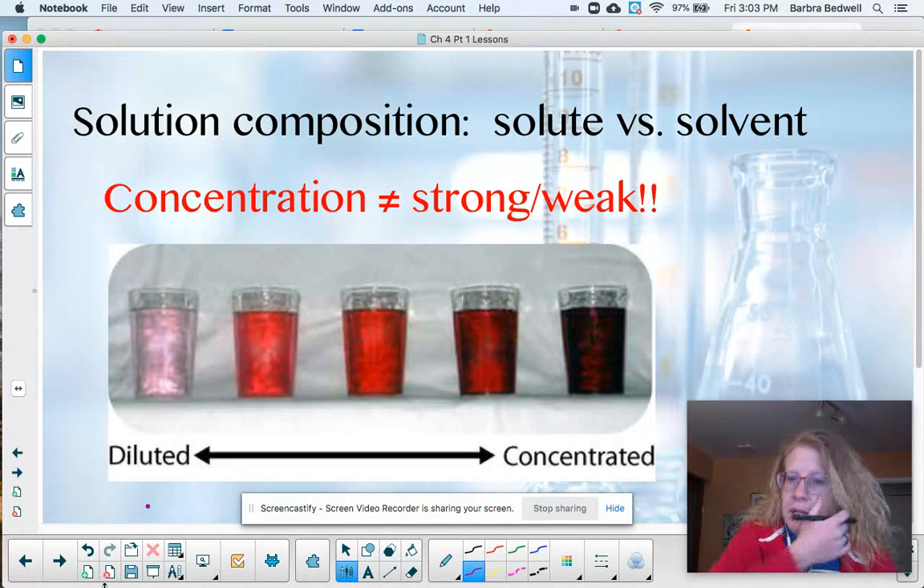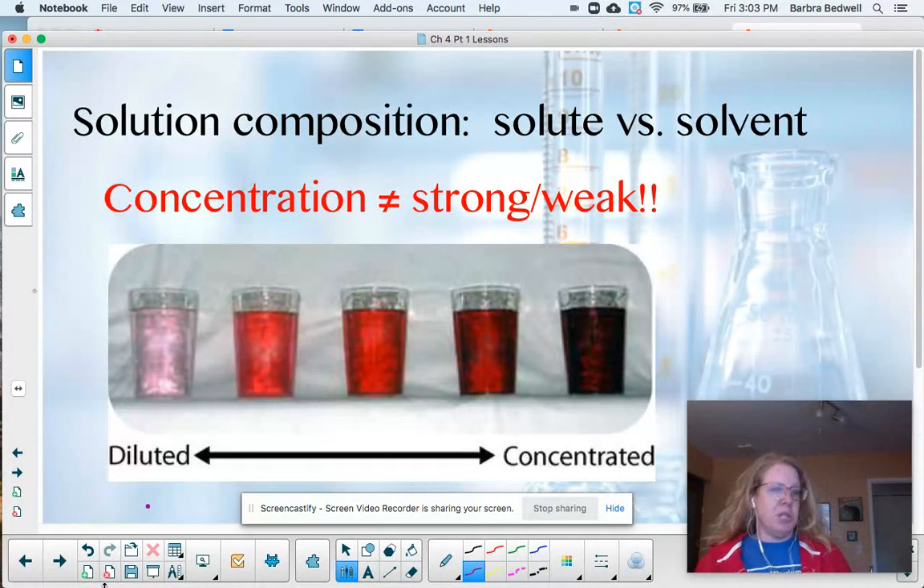There we go. So we're taking a look at solution composition. In the last video, we were looking at electrolytes in solution and ions present in solution and all that sort of stuff. Then we introduced the concept of strong and weak acids and how those relate to electrical conductivity. So in this unit, we're going to take a look at a different way of quantifying what's happening in a solution, and that's called concentration.